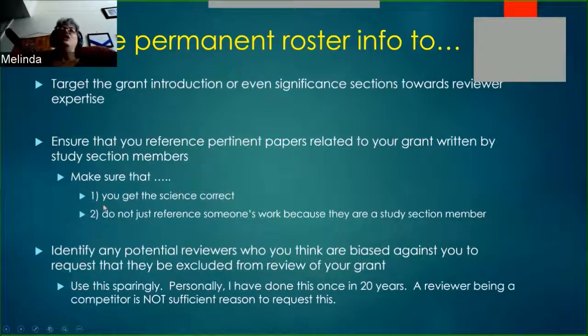No, we don't actually appreciate getting sucked up to like that. It's way better to not reference a study section member than to gratuitously reference them to stroke somebody's ego.